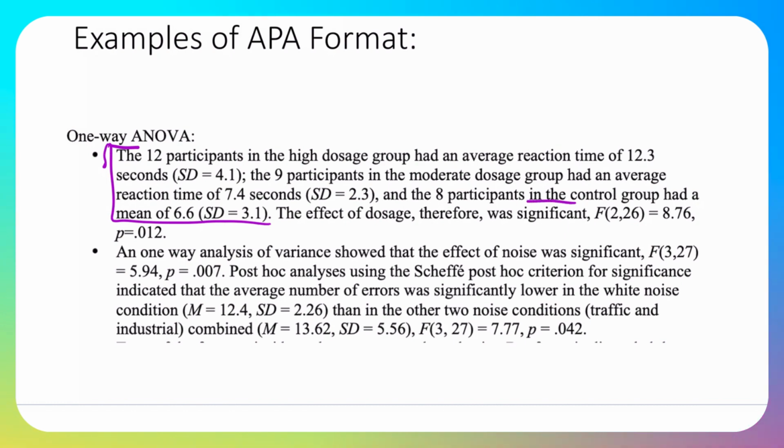And then here is their conclusion. The effect of dosage, therefore, was significant. So those two sentences together tell you what their conclusion was. So there's the conclusion. Here's the F statistic with the 2 degrees of freedom and what the F statistic was equal to. And here they give you a direct p-value. Another way of saying that, they could have also said p is less than 0.05.